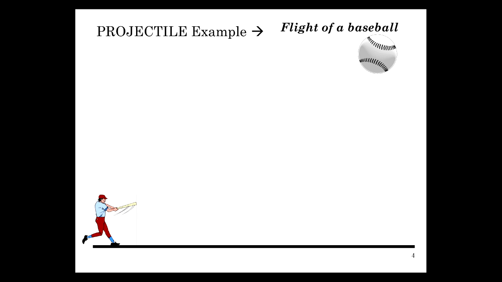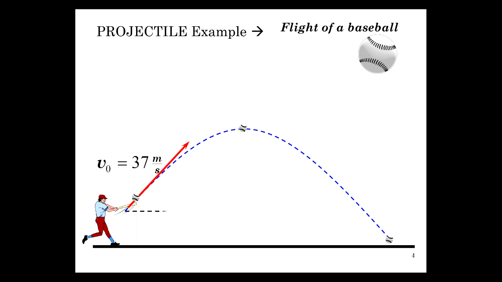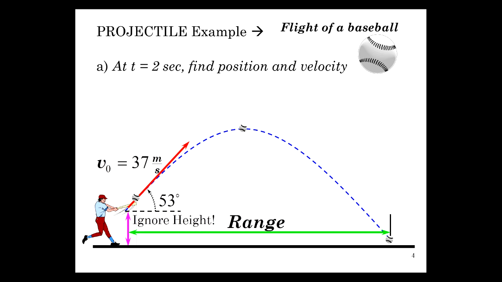Let's now do an example considering the flight of a baseball. Let's find some physical parameters here. So here is a fine baseball player smacking that thing, and it makes a nice parabolic trajectory, and it lands on the ground. So we have an initial velocity, 37 meters per second at 53 degrees with respect to the horizontal. We're going to ignore the height of the batter for this first example. It's pretty much a simplifying assumption. That'll help us with the basic ideas here. Then we have a range. So let's find at 2 seconds the position and velocity.